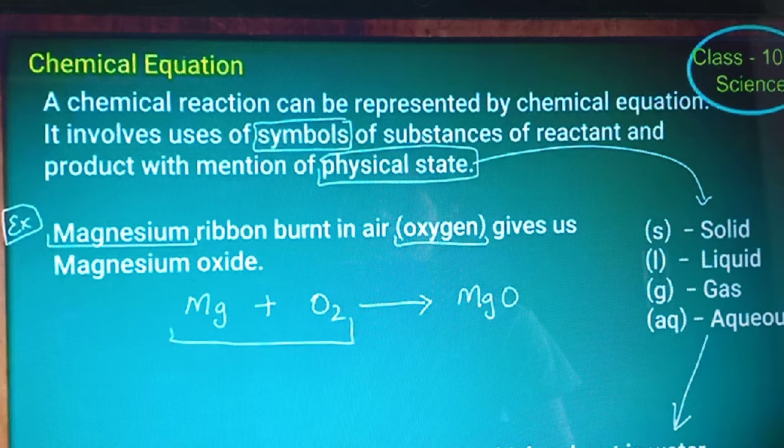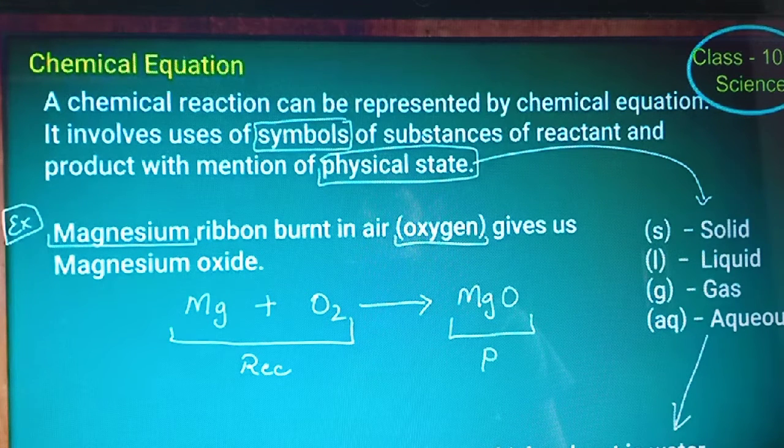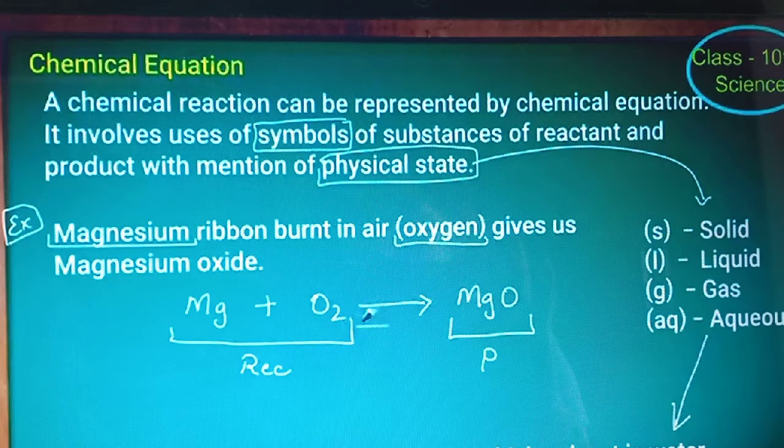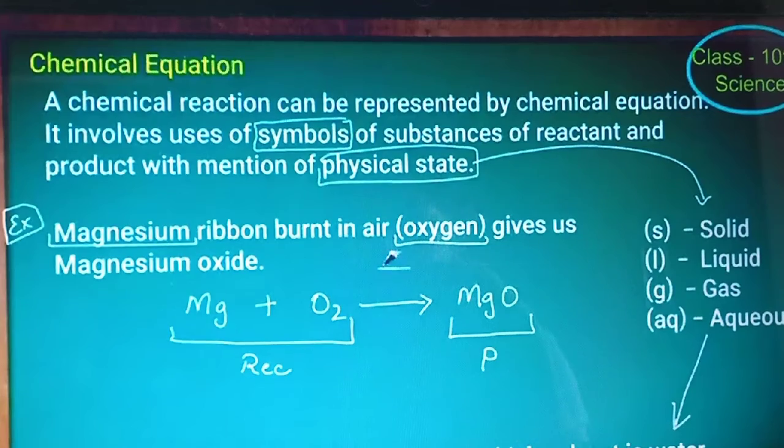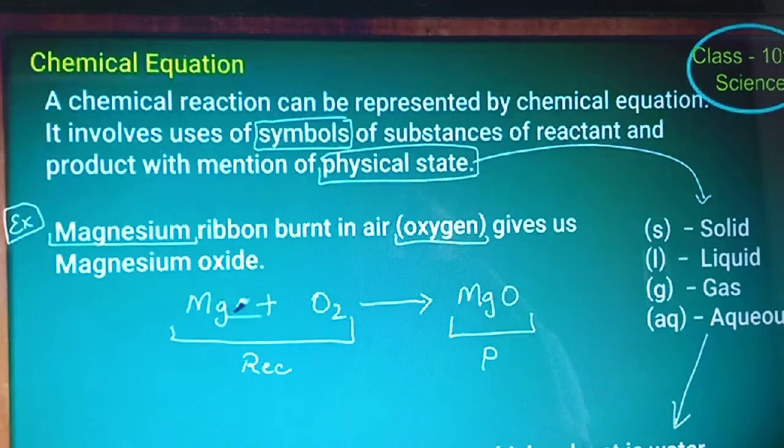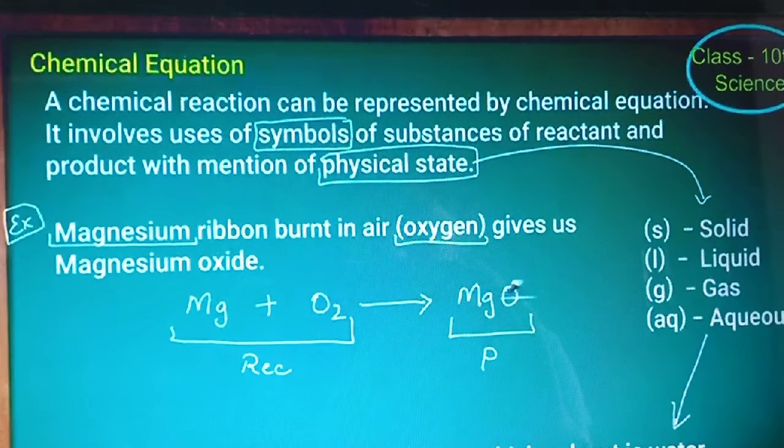After the reactants react, the process is denoted by an arrow. At the tail portion of the arrow the reactants are always written, while at the head portion of the arrow the product is always written. Here you can see in the example that Mg plus O2 are both reactants, so we represent them at the tail side of the arrow, whereas MgO, the magnesium oxide, is a product, so we denote it at the head portion of the arrow.